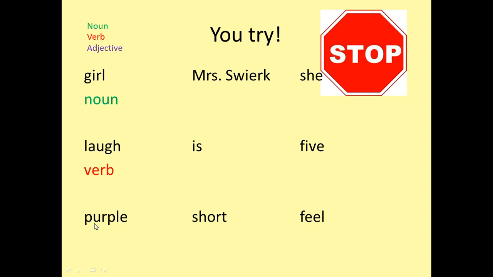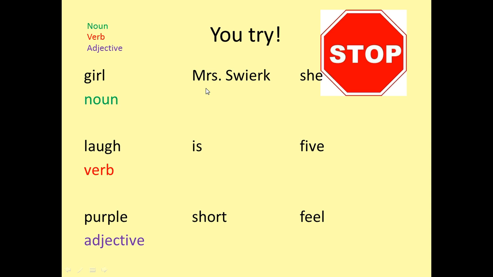Let's look at the word purple. Is it a noun, a person, place, thing, or idea? A verb, a word that shows action or tells what something is? Or is it an adjective, a describing word? Purple is an adjective.